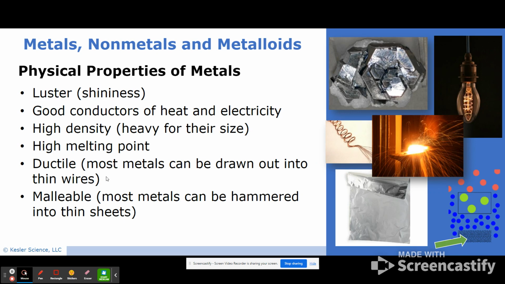All right, ductile. Most metals can be drawn or pulled into thin wires. This would be ductile right there. Not all metals, but most. And then most are malleable. That means most metals can be hammered into thin sheets.